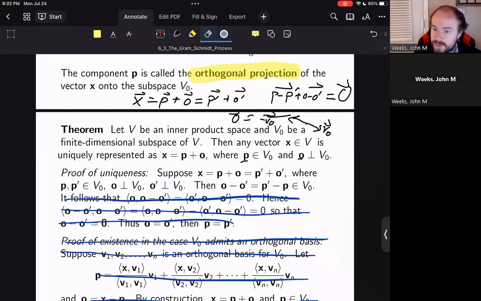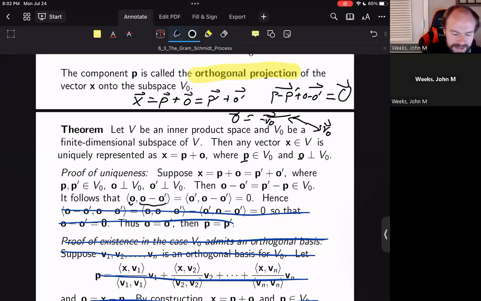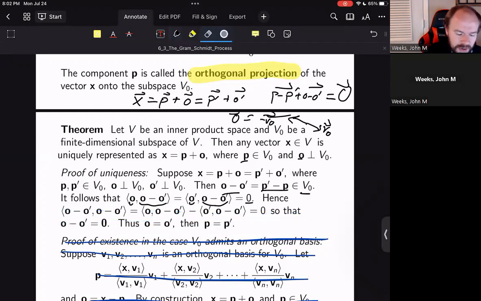We'll write X in terms of these two decompositions and observe what O minus O prime and P prime minus P end up being. It turns out that the inner product of O and O minus O prime, as well as O prime and O minus O prime, has to be equal to 0. The reason for this is that O minus O prime is inside of V naught. These two things are equal to each other, and because of that, O minus O prime's inner product with itself is going to give us 0. So O minus O prime is the 0 vector.